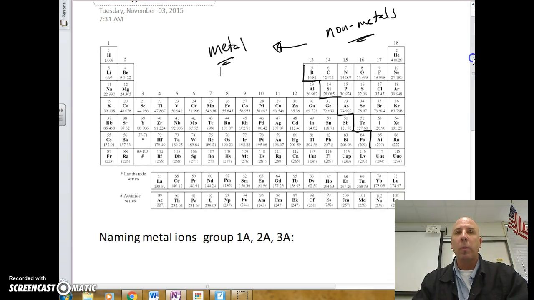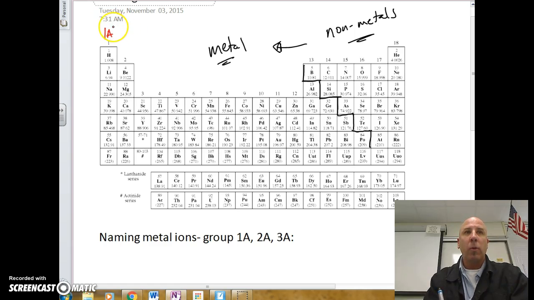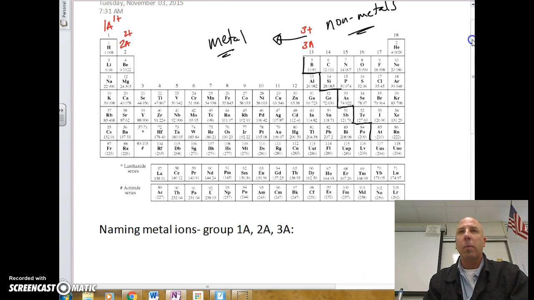So we're going to first talk about naming metal ions in group 1A, 2A, and 3A only. We will come back to the transition metals later. Remember 1A right here, and these are all going to form a charge of 1 plus, and those are going to lose 1 electron. 2A, those alkaline earth metals are going to form a 2 plus charge by losing 2 electrons. And then over here we have 3A, and these are going to form a 3 plus. These are all going to lose 3 electrons when they form ions.